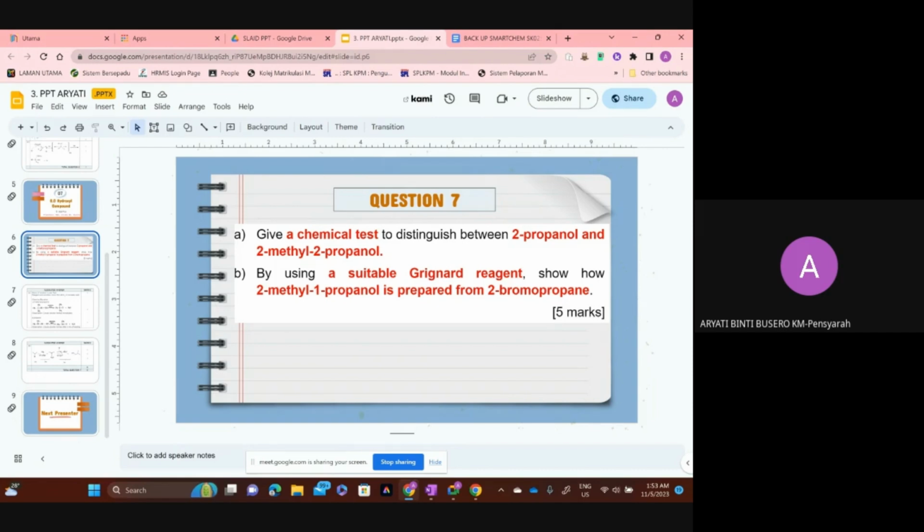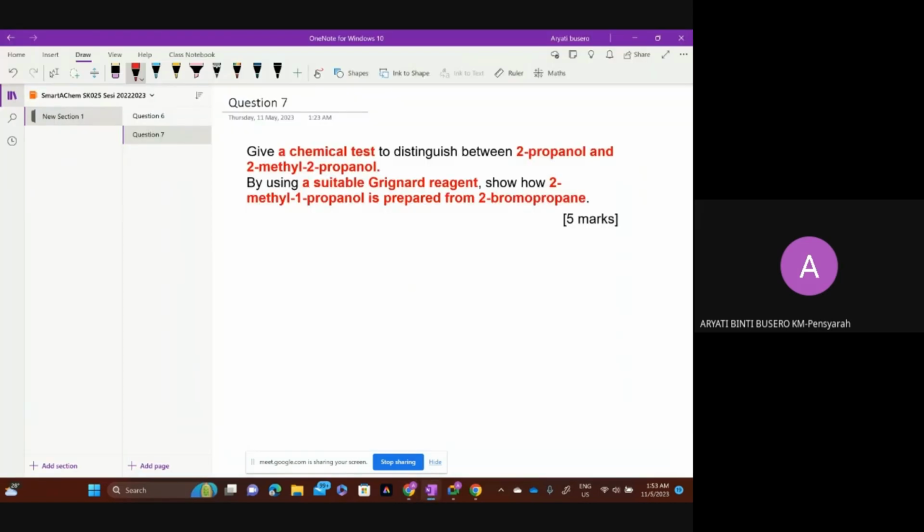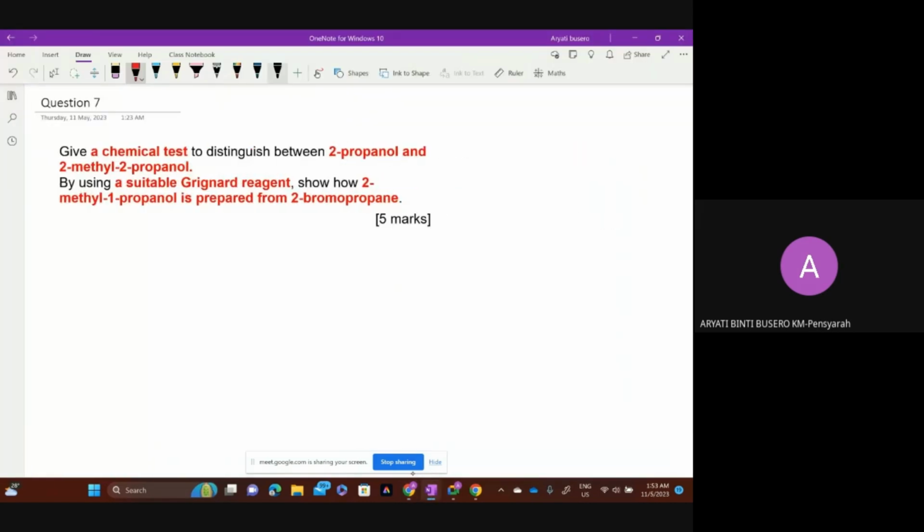So here their class of alcohol is different. 2-propanol is a secondary alcohol, 2-methyl 2-propanol is a tertiary alcohol. So for the suitable chemical test, if I draw 2-propanol, 1, 2, 3. Propanol is 3 carbons. So 2-propanol means OH at carbon number 2. CH3 here, CH3 here, H here. So this is 2-propanol. So the OH attached to this carbon, a secondary carbon. So this is a secondary alcohol.